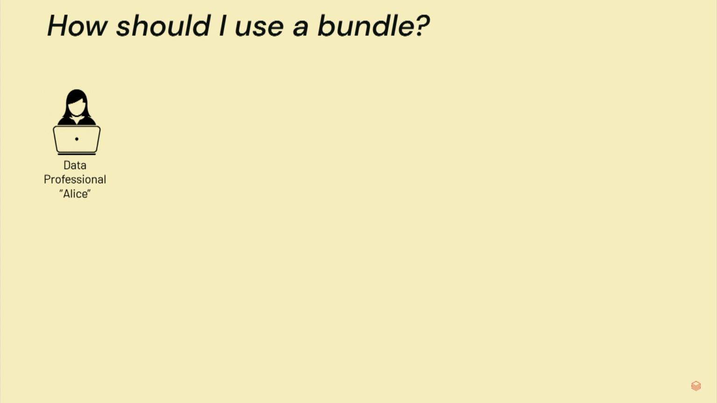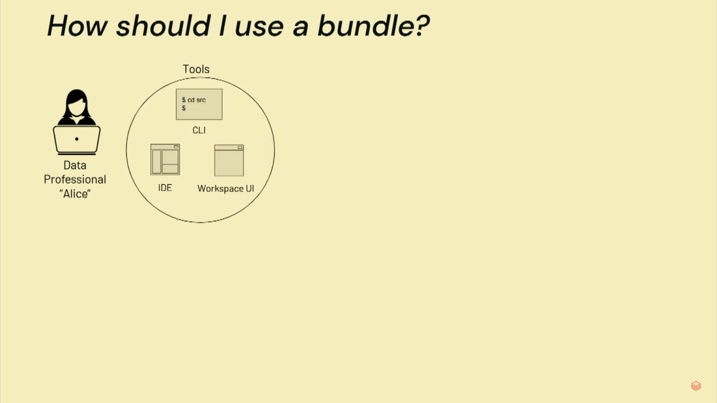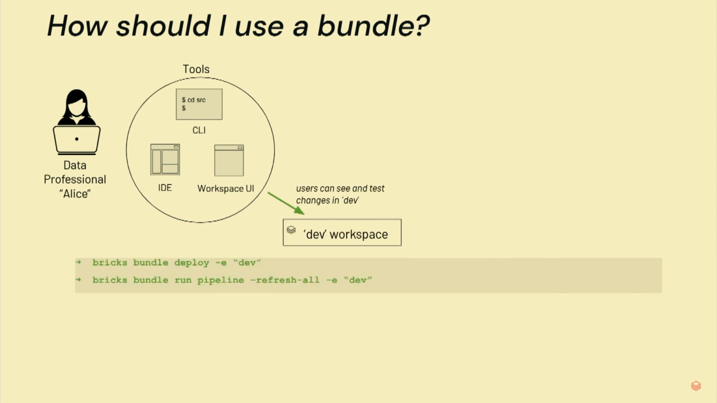So I'm Alice. Hi, Justin. And I'm writing my code. I'm basically using my IDE, or a CLI, or the workspace UI to edit my code. And then when I'm done, I say Databricks bundle deploy development, and it creates all of the resources in a namespace that's scoped to me. So Justin can do the same thing. It's scoped to his name. There's no conflicts. When I'm done, I commit to Git into a branch.